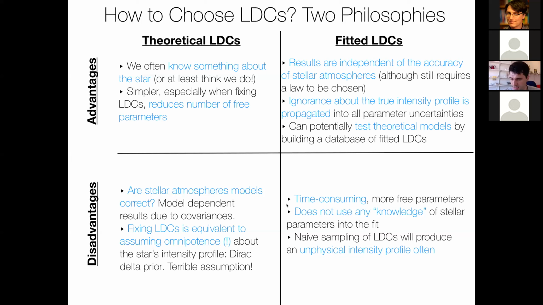planet's properties more precisely. The other big disadvantage here is that naive sampling, so you just randomly choose a U1 and randomly choose a U2 and see how good the fit looks, would usually produce an unphysical intensity profile. And I'll talk about that in more detail going forward.